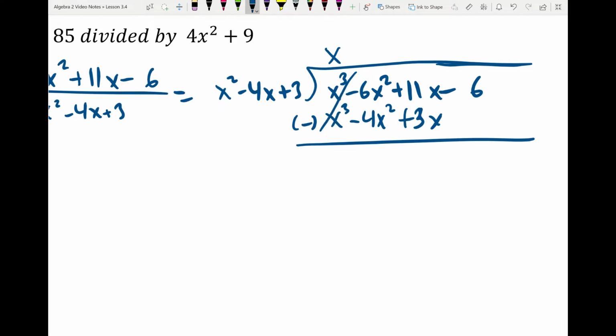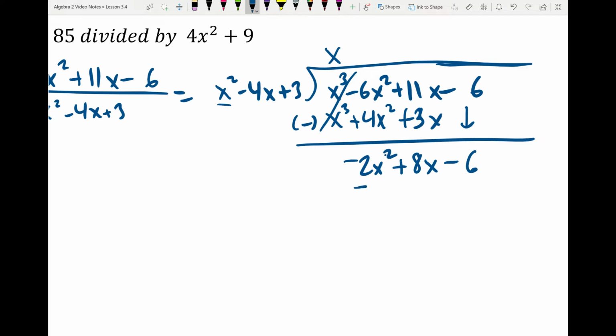Now be careful with this part: negative 6x squared minus negative 4x squared. So this becomes a plus. So negative 6x squared plus 4x squared is negative 2x squared. And then 11x minus 3x is 8x. Bring down the minus 6. And then you rinse and repeat.